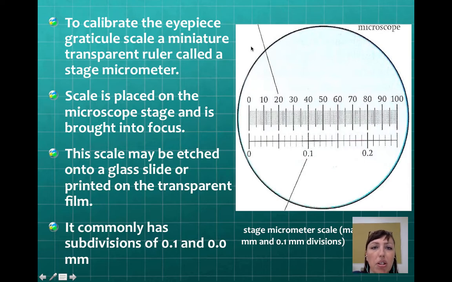To calibrate the eyepiece reticule scale, a miniature transparent ruler called a stage micrometer is used. The scale is placed on the microscope stage and is brought into focus. So this scale might be etched onto a glass slide or printed onto a transparent film. All of the ones I've ever used are a glass slide that you either put on top of the piece that you're looking at or just straight onto the stage of the microscope. It commonly has subdivisions of 0.1 and 0.01 millimeters.